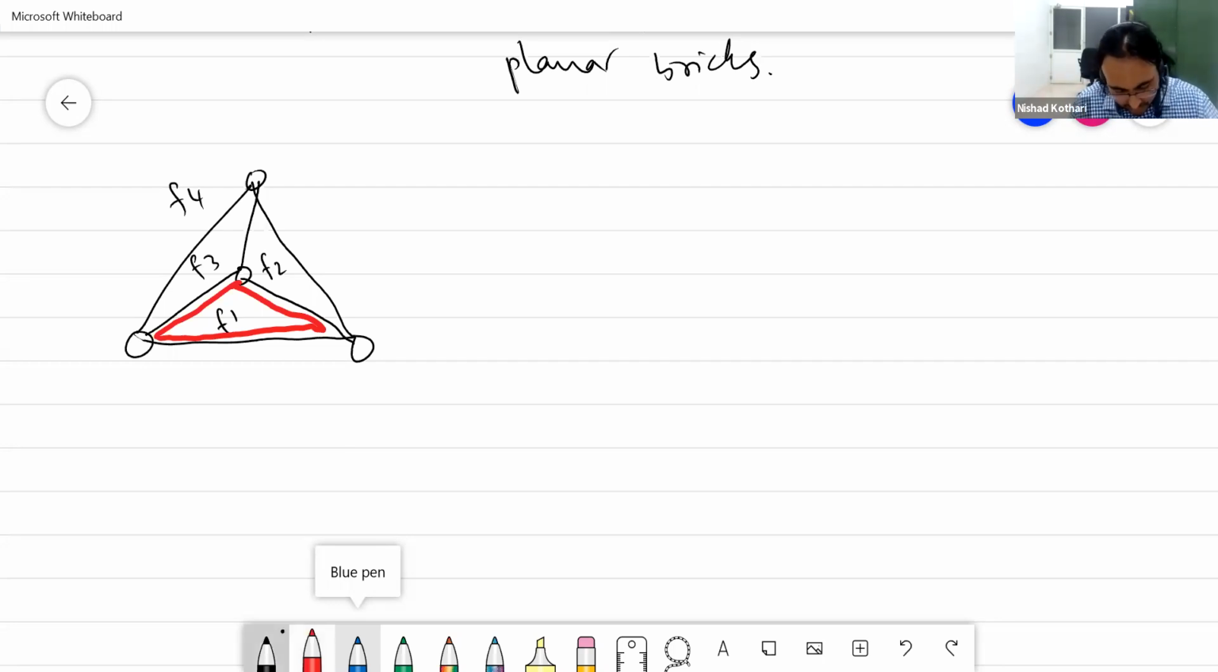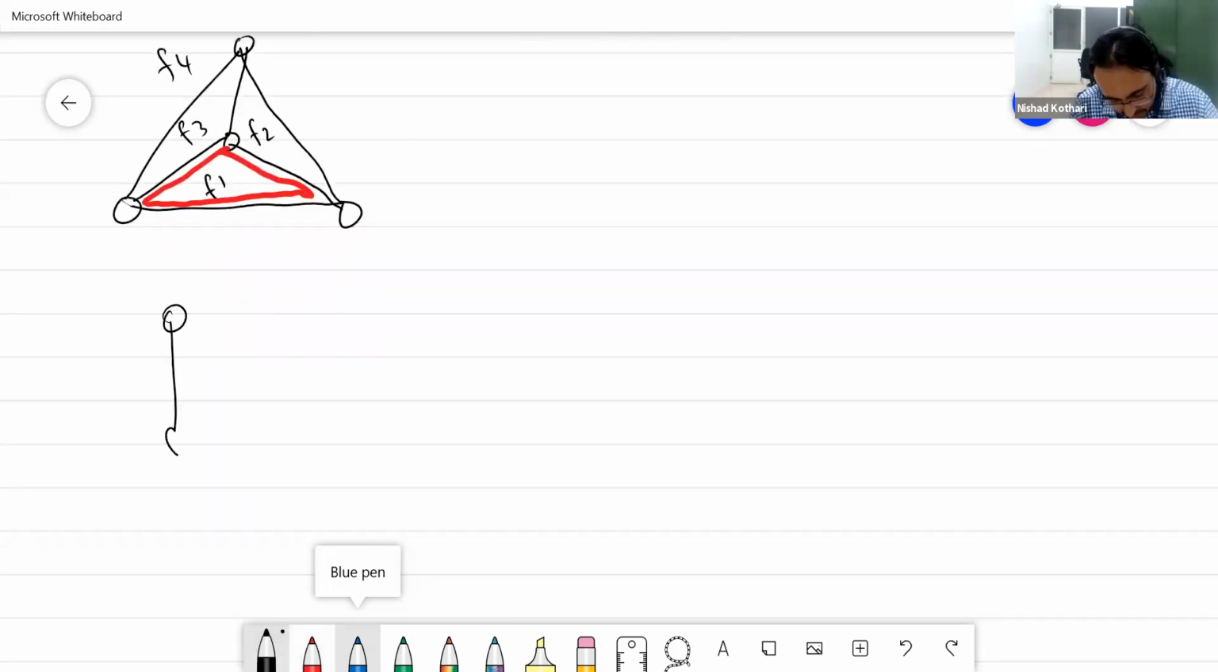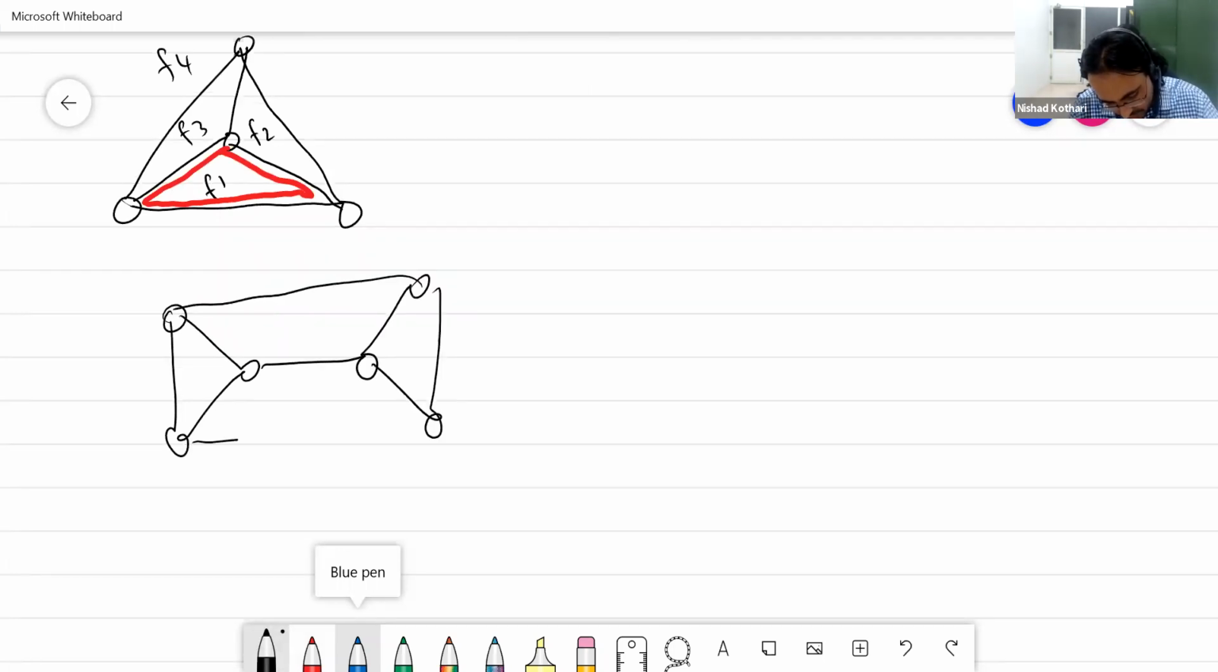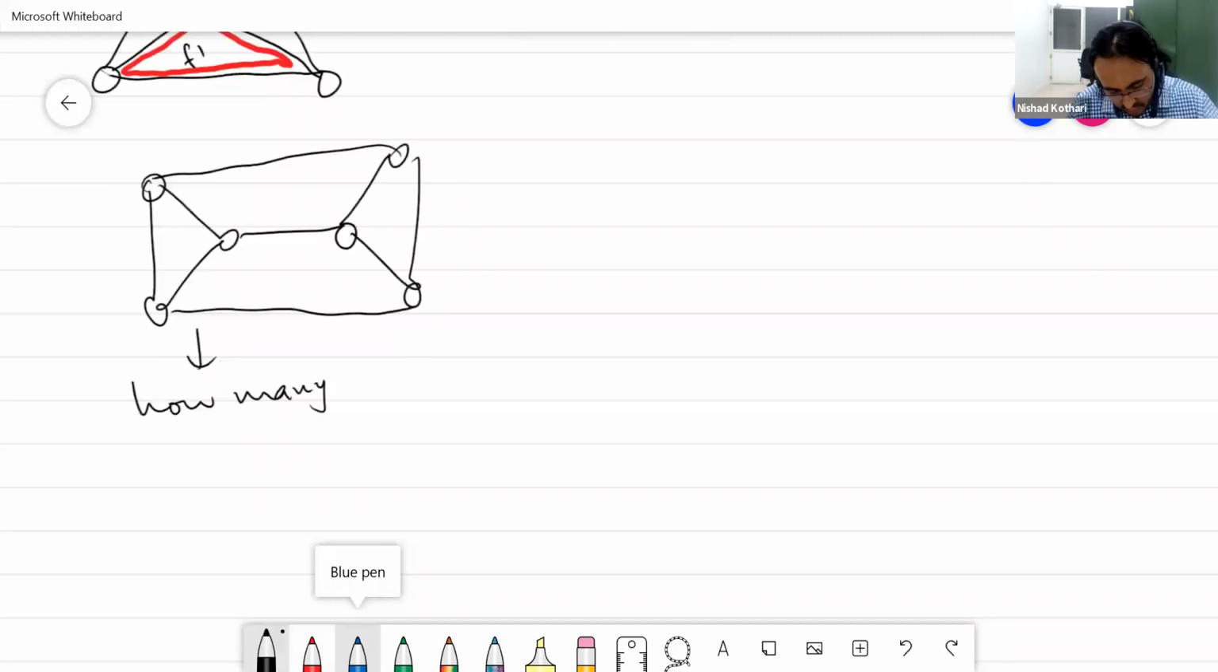To give you a more interesting example, in the prism, can somebody tell me how many odd faces and how many even faces are there?